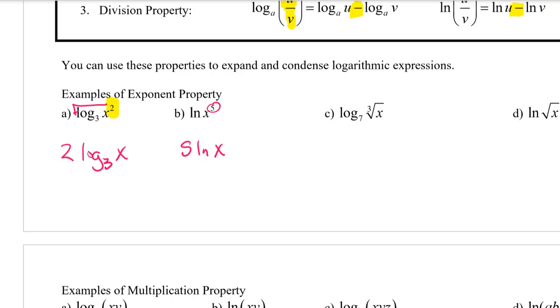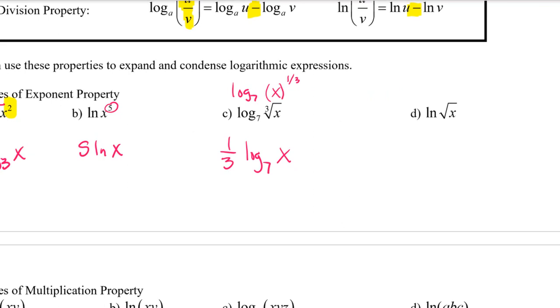So you have to remember that cube root of x is the same thing as x to the 1/3 power. So again, that 1/3 is going to come down in front. So we're going to have 1/3 and then log base 7 of x. So this top piece, you can rewrite as log base 7 of x to the 1/3. And then you just plop that 1/3 right out in front.